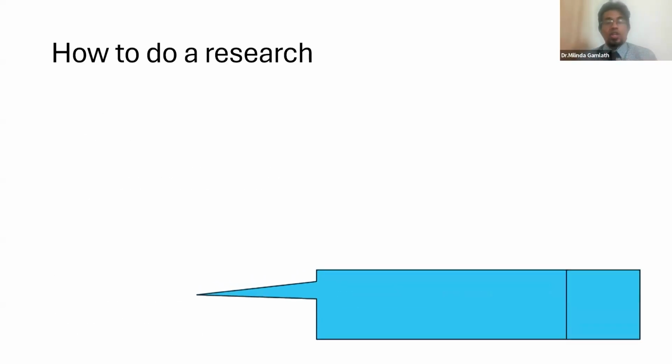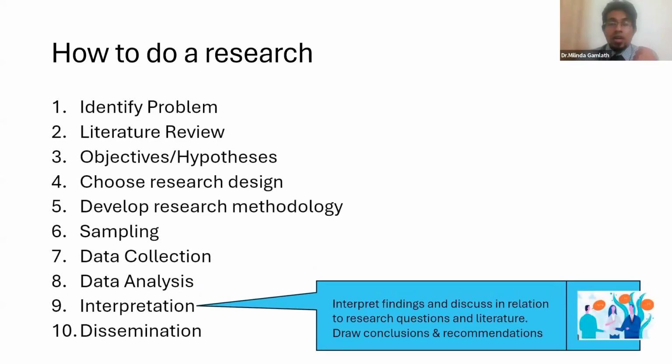Finally, you come to interpretation, where you interpret your findings and discuss. You go back to your research problem, the identified problem, and try to see how your findings correlate with, or try to answer, your initial research question with the findings you have found.